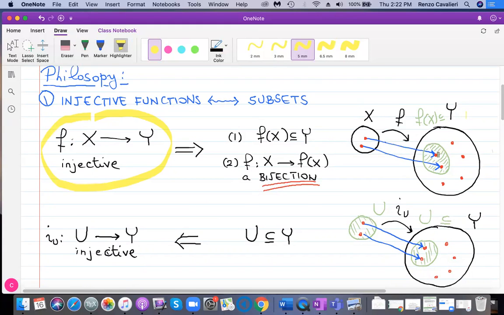But this subset of Y is very closely related to X in the sense that the function f realizes a bijection between X and f of X, right? So if I start from an injective function, I get a subset of Y and a bijection between X and this subset. Okay?